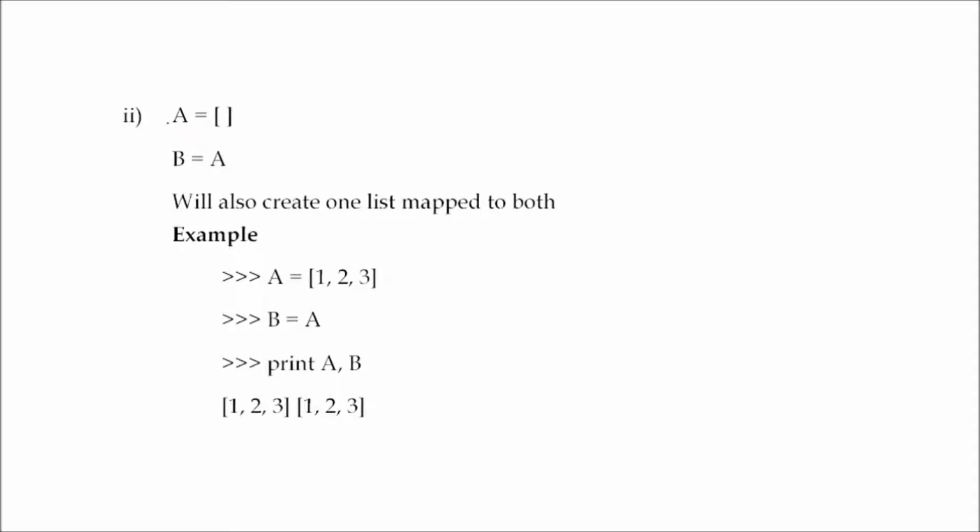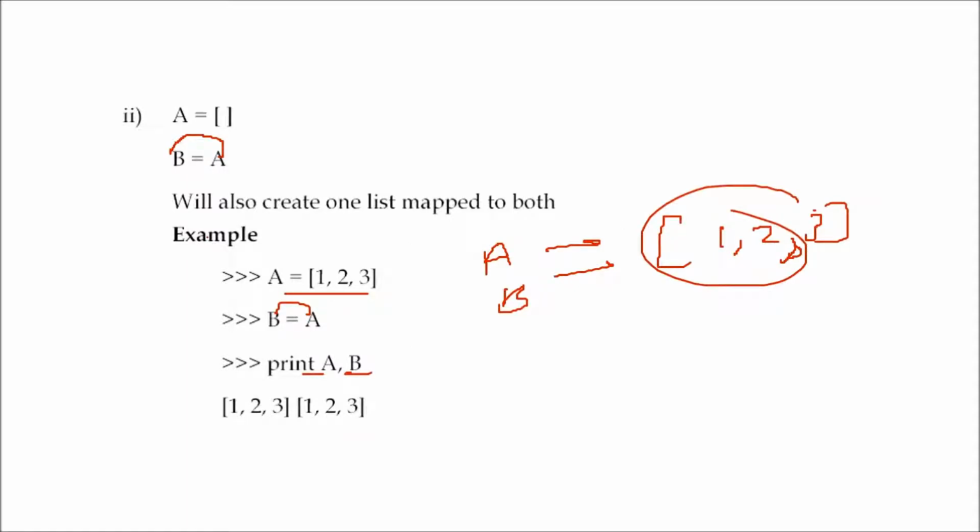If you make A empty and now assign A to B, this will also create a list mapped to both. Again, A and B will be pointing to the same list. If A is 1, 2, 3, and you assign A to B, if you print A and B, they both will be 1, 2, 3 only.